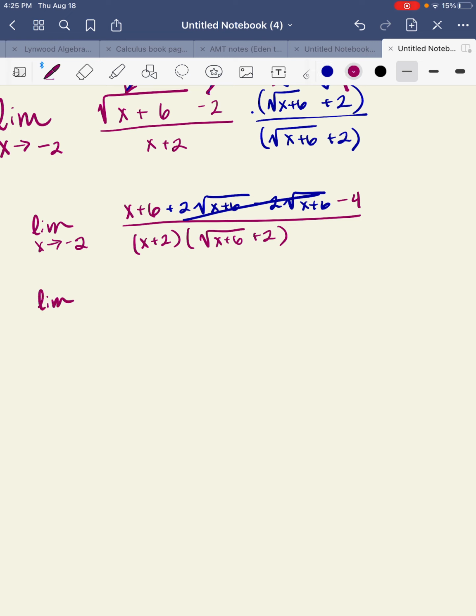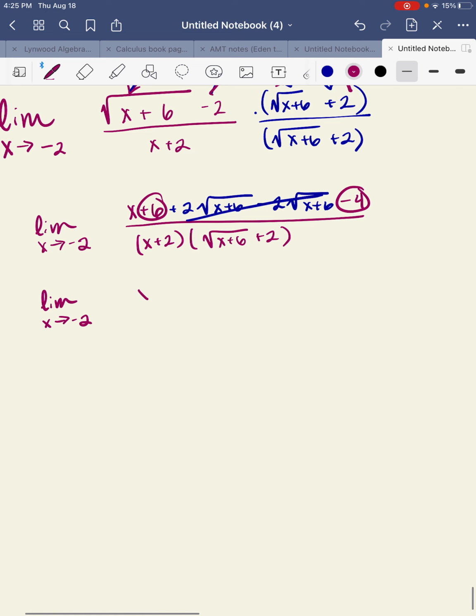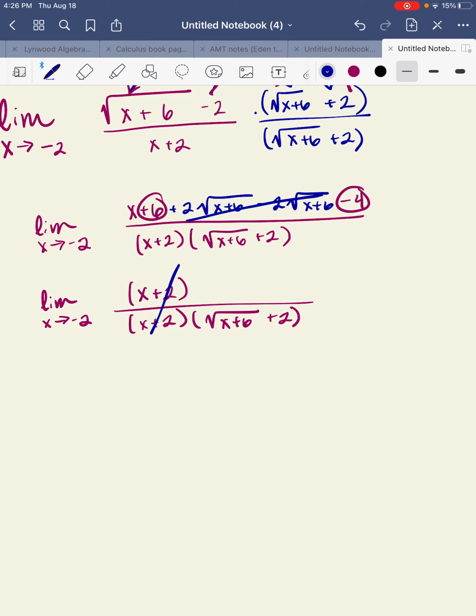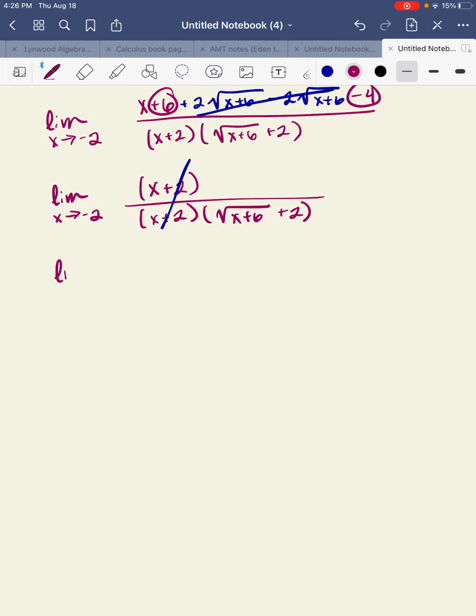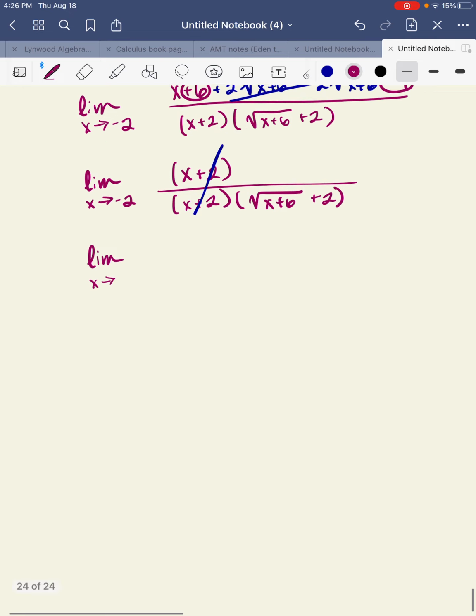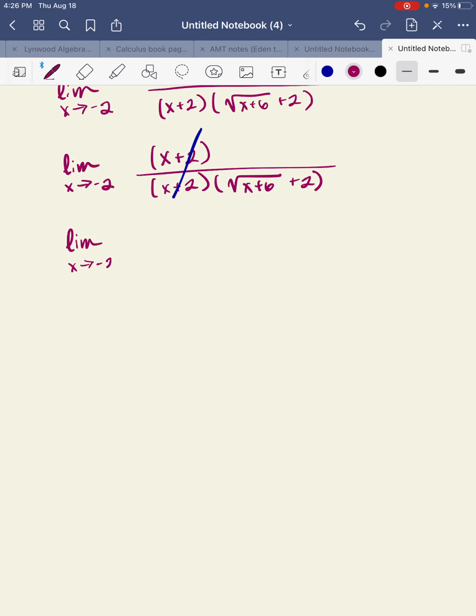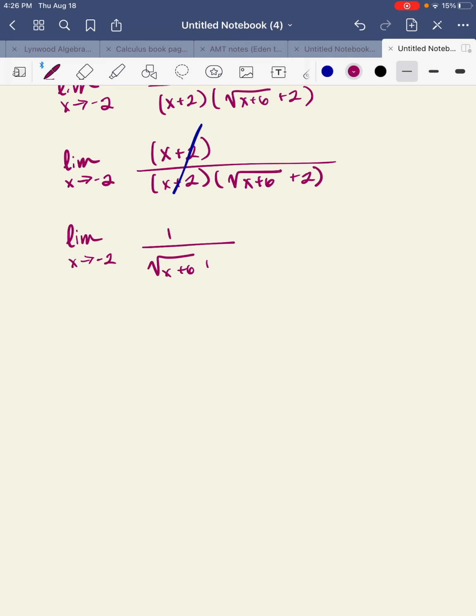So the limit as x approaches -2, in the numerator I have this x plus 6 and -4, so the result's going to be x plus 2. And you can see now why I did not multiply through in the denominator, because those x plus 2's are going to divide out. So I now have the limit as x approaches -2 of 1 all over the square root of x plus 6 plus 2.